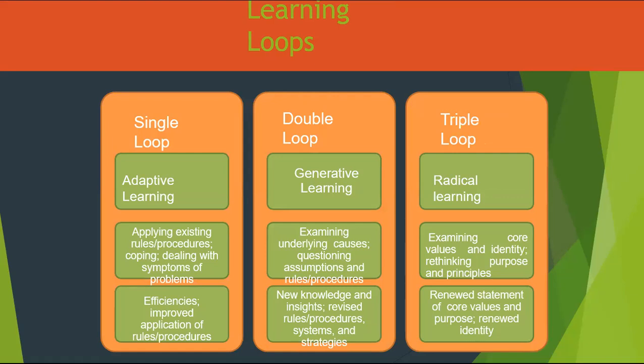Adaptive learning is applying existing rules and procedures, coping, dealing with the symptoms of problems. Working with already existing rules and regulations, we adapt the things. Efficiency is improved through better application of rules and procedures; if we properly follow the existing principles, this can increase your efficiency. Then generative learning is examining the underlying causes, questioning assumptions and rules and procedures, leading to new knowledge and insights, revised rules and procedures, symptoms and strategies.